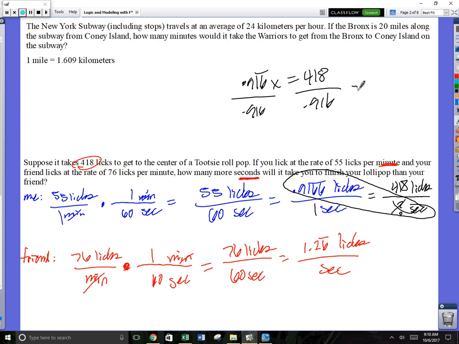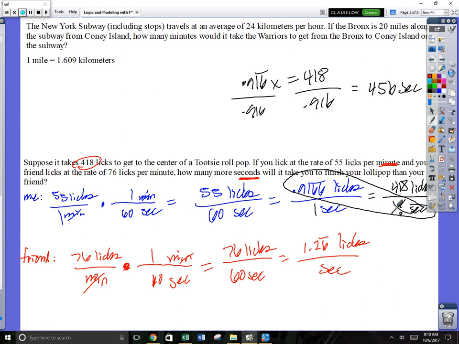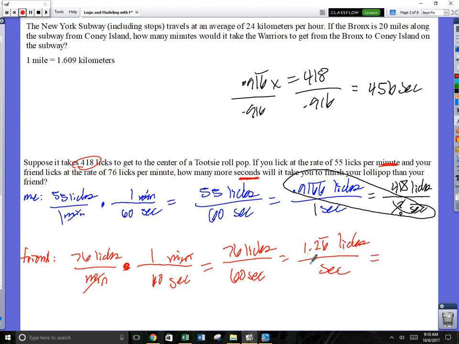And it is going to take me 456 seconds. Okay, now my buddy, let's figure out how much it takes him. So I've got his rate right here of 1 1/4 licks per second. I'm going to set up a proportion. He needs to do 418. So let's put licks on top, seconds on bottom, and I don't know the seconds.